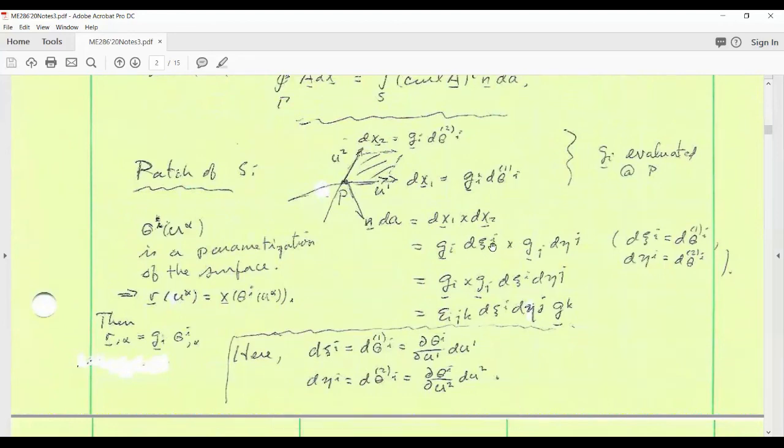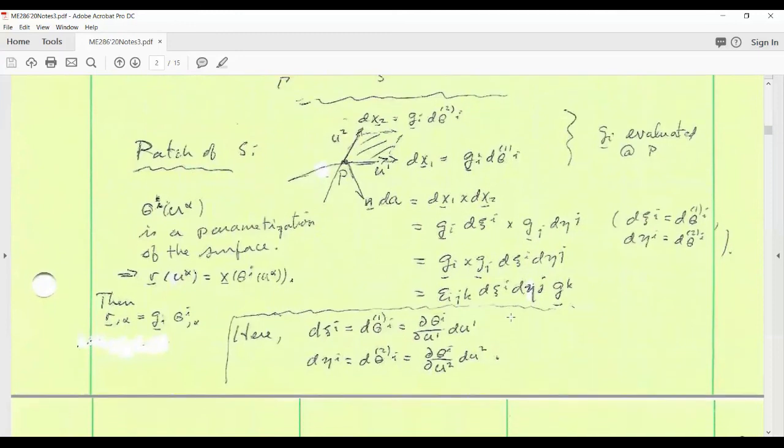Okay, so now back here, I now have a cross product, g_i cross g_j, d psi^i d eta^j. The cross product brings in the permutation epsilon_ijk g^k, and so on. Okay, so you could think of dx1, that's the same as r comma 1 du1, because that's the same thing here. This is partial theta^i by partial u1 du1, that would be r comma 1 du1. So you can alternatively think of dx1 as r comma 1 du1, and so on.